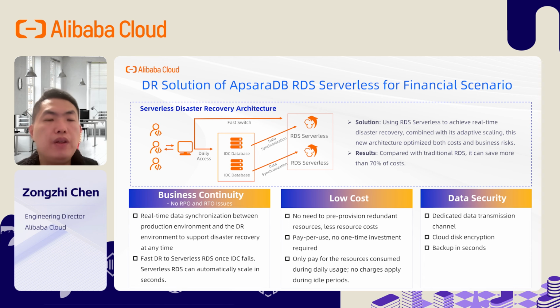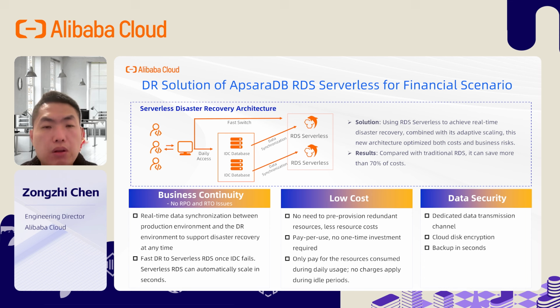The first benefit is business continuity, with low RPO and RTO: real-time data synchronization between the production environment and the disaster recovery environment to support disaster recovery at any time. Faster disaster recovery to serverless RDS once the IDC fails. Serverless RDS can automatically scale in seconds.